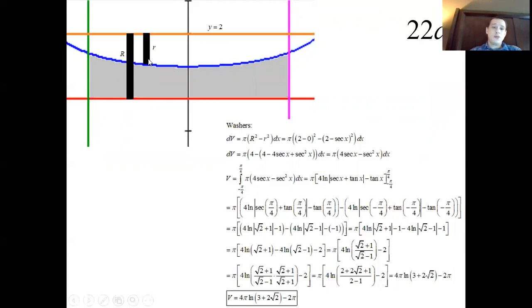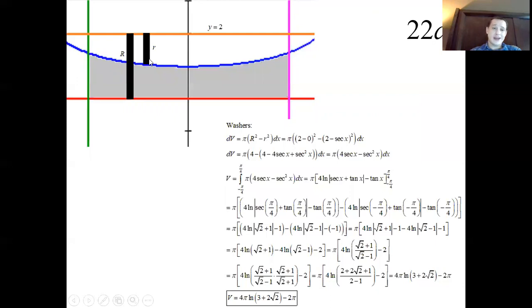So remember, we're taking this strip and we're spinning it around the line y equals 2. So my outside radius, big R, will just be 2. Of course, that's too much because that spins everything below y equals 2 and the x-axis around. We need to take out the gap. Well, that's why you have the minus pi r squared, the little r.